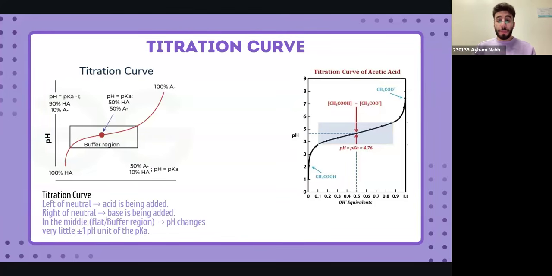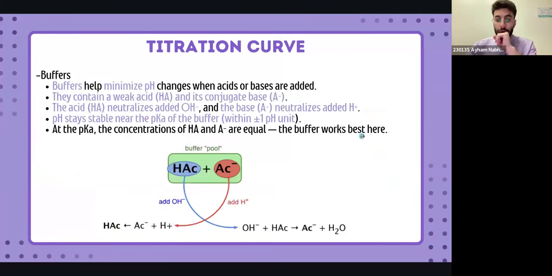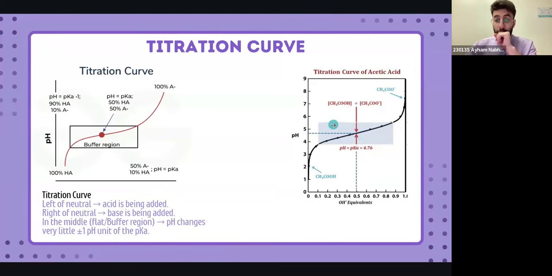The third point that I need to explain over here is in the buffering zone. Here's the buffering zone. In the buffering zone, the pH and the pKa are going to be the same. They're going to be equal to each other.